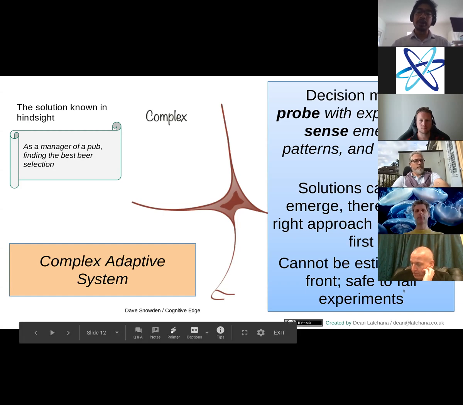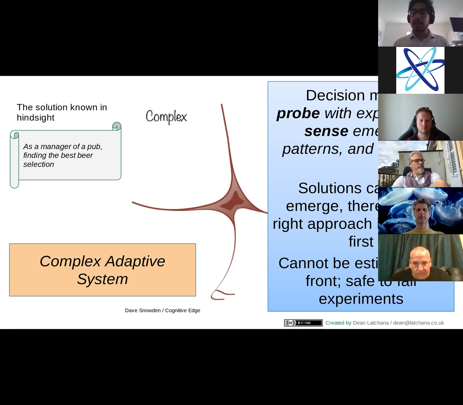So this is an important quality of operating in the complex domain, that we want to be able to run rapid experiments, quite often lots of parallel experiments. We haven't spent all the money for the project, or we've only spent a small proportion of time and energy or resources, so we can pivot and go in a different direction as we gather insight and new information from our customers or stakeholders.